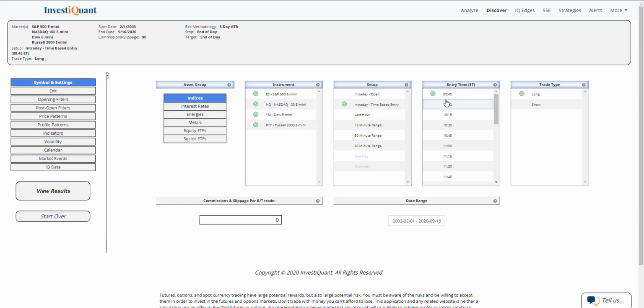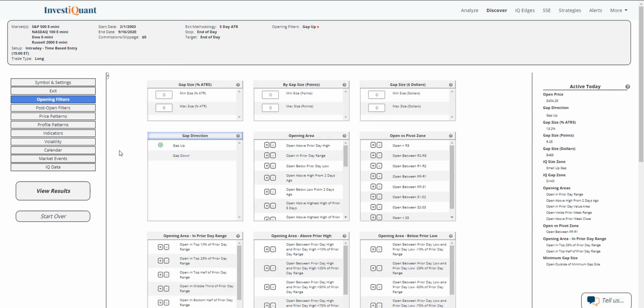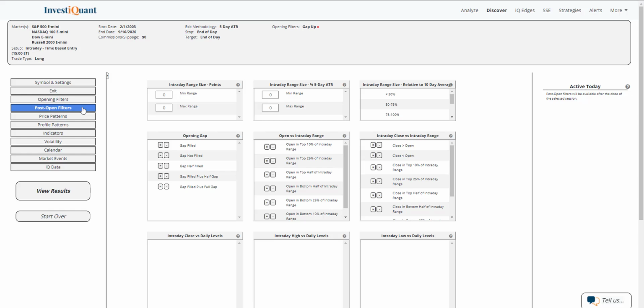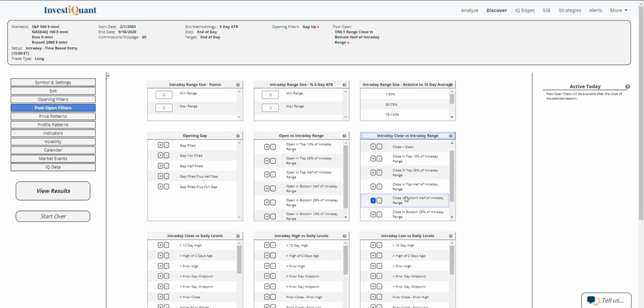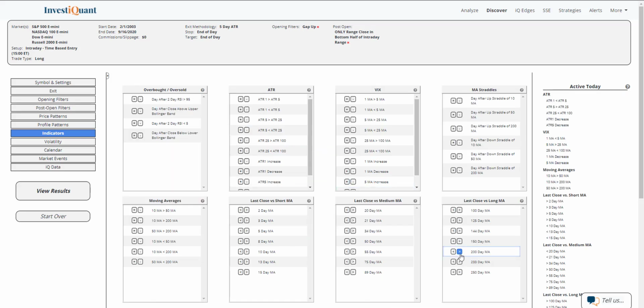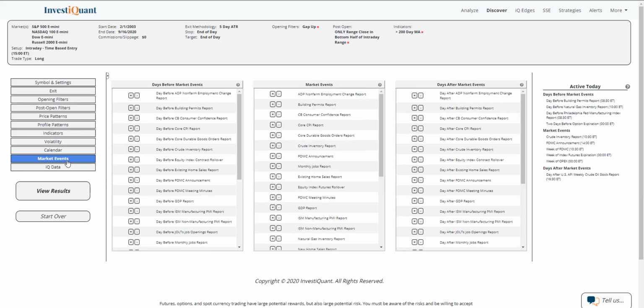So let me set this up in all four instruments. We'll use an entry time of 3 p.m. Eastern Time, so that will be after the announcement, after the speech. For the opening filters, we're going to say that we gapped up, which just simply means opening above the prior day closing price, which was true. And then I'm going to go into the post-open filters, and I'm going to assume we're trading in the bottom half of the intraday range as of 3 p.m. Eastern Time. Again, this is kind of the question mark here, so I have no idea where we'll be trading at that time. Then I'm going to put us above a 200-day simple moving average. And lastly, I'm going to come into market events and say that today is the FOMC announcement. Then click View Results.